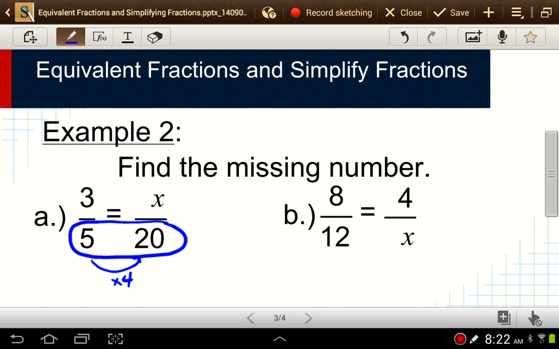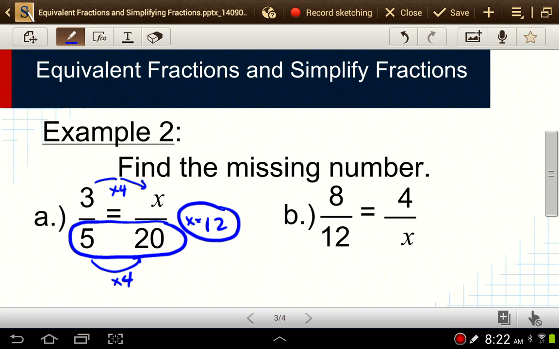Multiply by 4. Whatever I do to the bottom, I need to do to the top because it has to be the same. I have to multiply the numerator and denominator by the same number. So that means I'm going to multiply the numerator by 4 also. 3 times 4 is 12, so my answer is x equals 12. And that's my final answer.